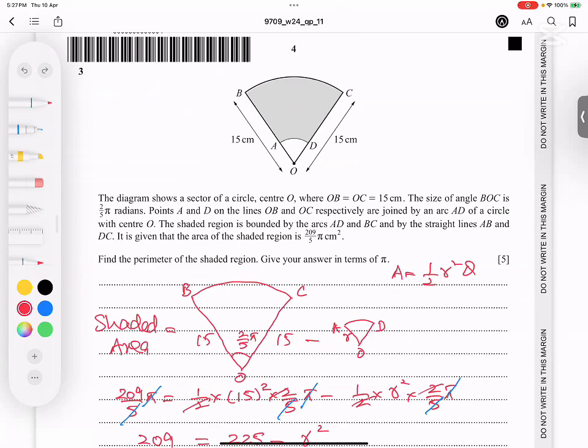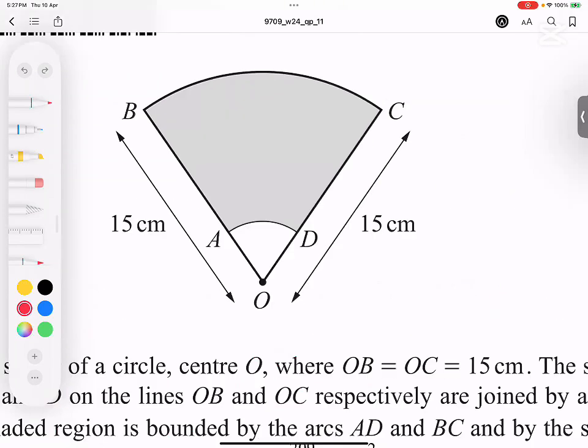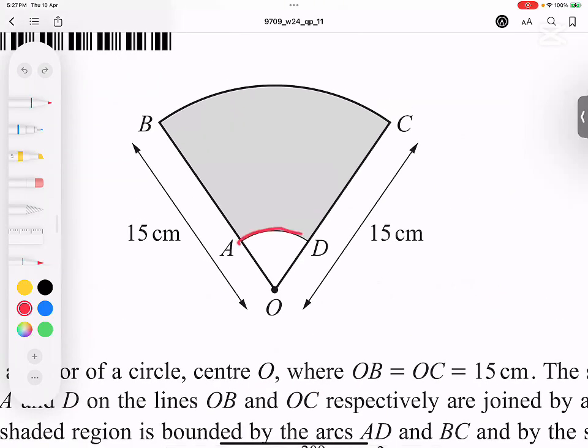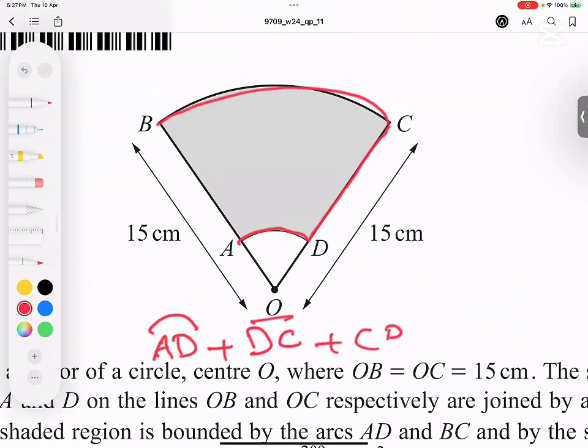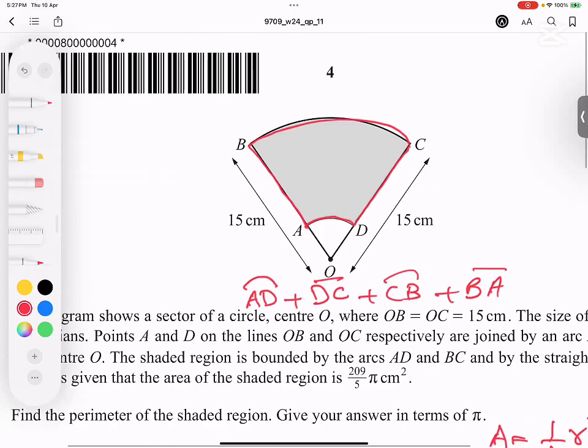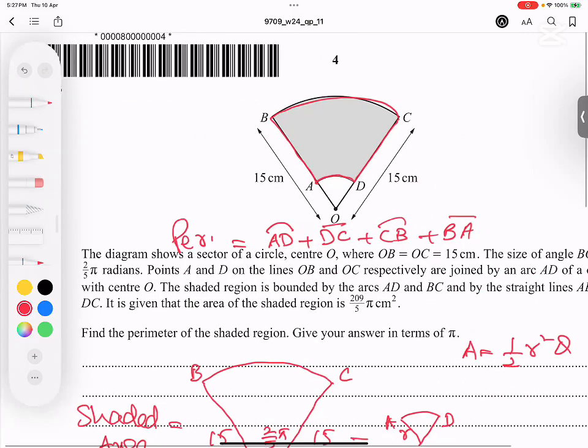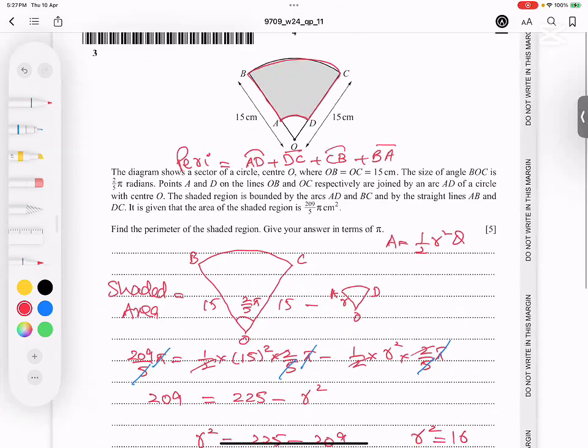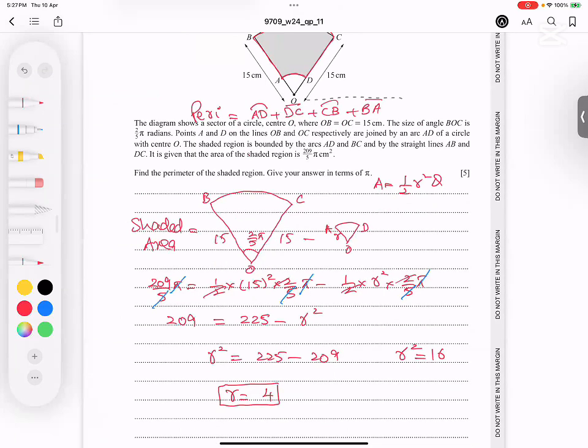So if you look carefully, I start here. It means this is AD. I'm writing AD arc length, plus DC straight, then CB arc length, then BA straight. And this is my planning. This is called perimeter. And this, I will bring it down. I believe you people understand what a plan is.